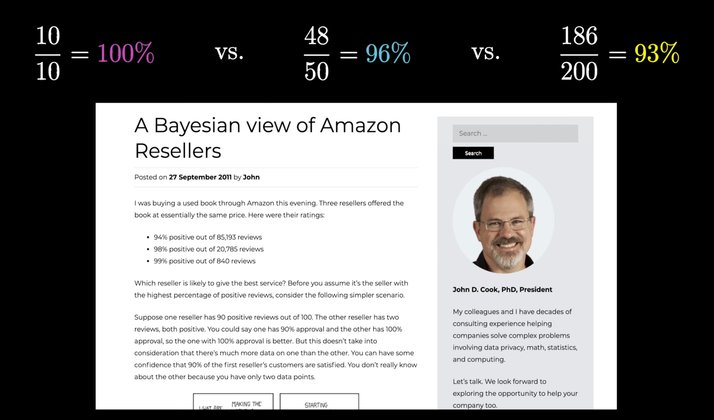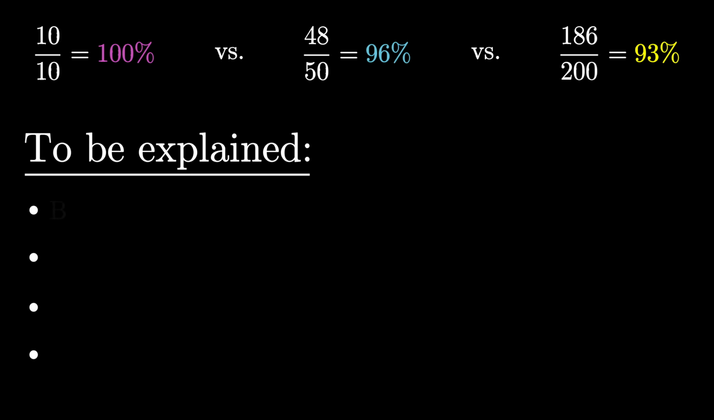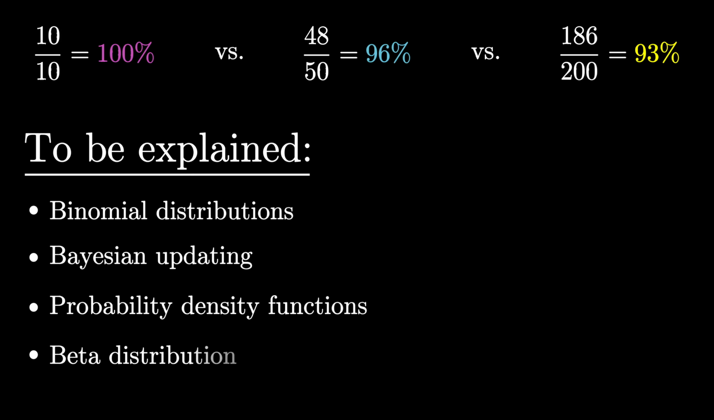This particular example is a slight modification from one that John Cook gave in his excellent blog post, A Bayesian Review of Amazon Resellers. For you and me, it's a wonderful excuse to dig into a few core topics in probability and statistics. And to really cover these topics properly, it takes time.